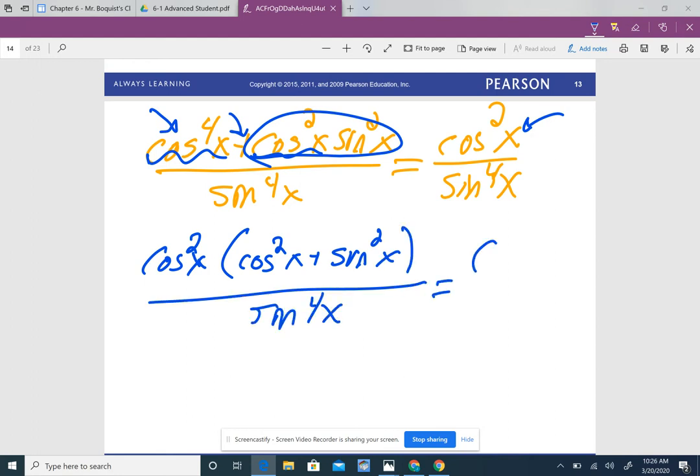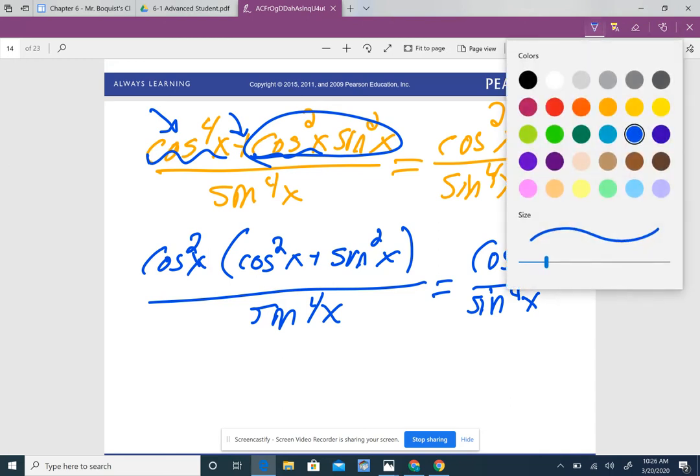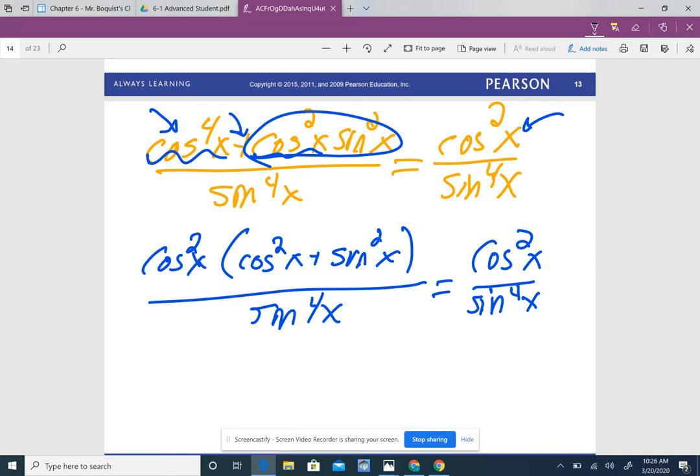Some of you may be having a slight aha moment right now. And if you're not, it's okay. This is our second day doing this. Some of you are thinking, I don't see this, this is not working well. Well, it appears as though we almost have it, because here's our cosine squared, right here, and here's our sine to the fourth, which is right here.